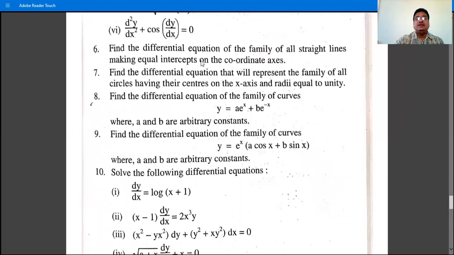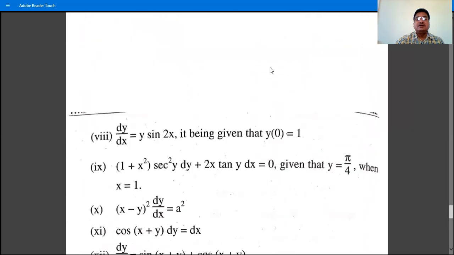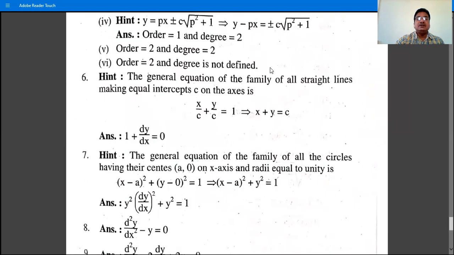Then the example: find the differential equation of the family of all straight lines making equal intercept on the coordinate axes. So what is the equation? The general equation of the family of all straight lines making equal intercept c on the axes is x by c plus y by c is equal to 1, that is x plus y is equal to c.